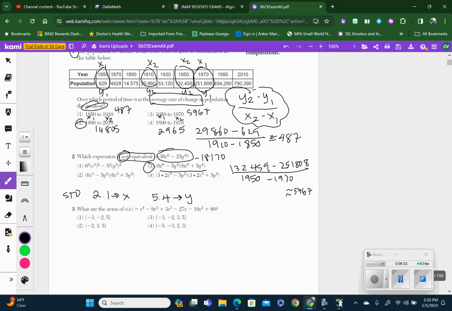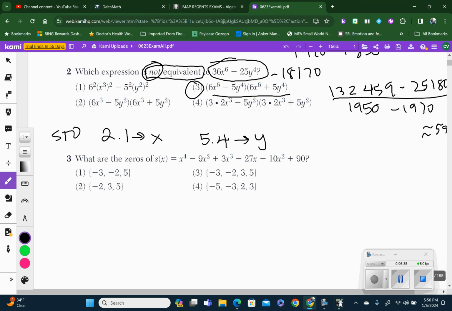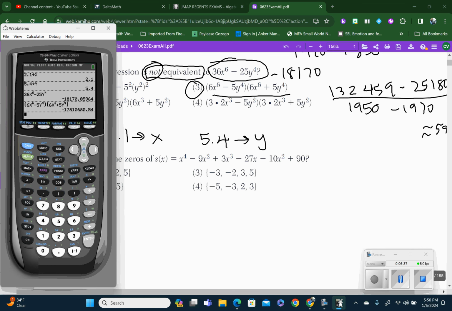All right. So number 3, what are the zeros? So what you do here is you go to your y equals, and you're going to plug in this whole function. Don't try to graph it. Don't try to figure it out algebraically. It will take you a while. So x to the fourth minus 9x squared plus 3x to the third. So you got to be careful with that.